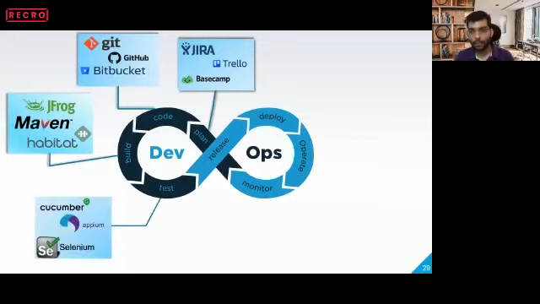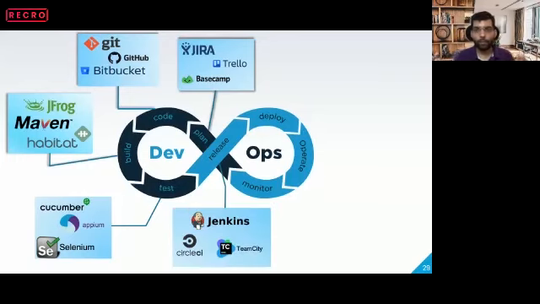If you need to create tests, you have Cucumber, Selenium. If you are working on mobile applications, you have Appium. To release, you have Jenkins, CircleCI, and TeamCity. Obviously, Jenkins is by far the most default one.